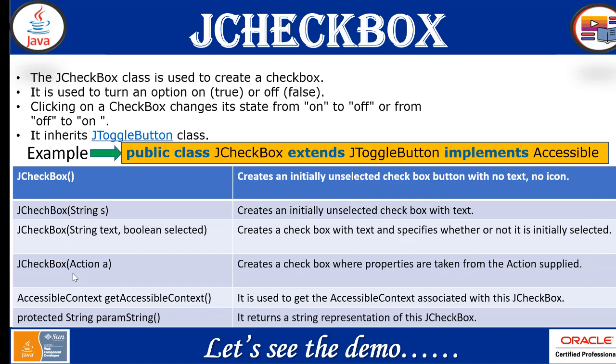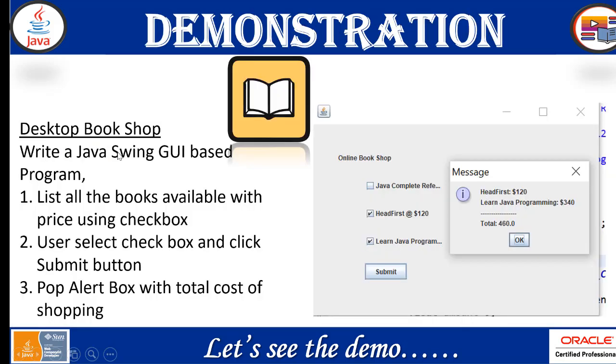Accessible context, getAccessibleContext is used to get the accessible context associated with this JCheckBox. Protected String paramString method is used to return a string representation of this JCheckBox. Now let's take a look at the demonstration.